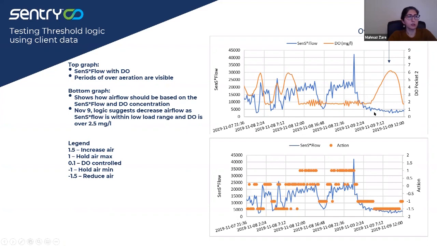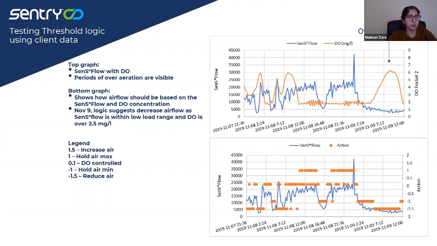So the logic examines the SENTRY signal times flow. For example, on November 9, the SENTRY signal times flow, based on the conditions that we defined, is saying that, okay, this is a low load coming to the plant, but the DO was above 2 milligrams per liter most of the time.